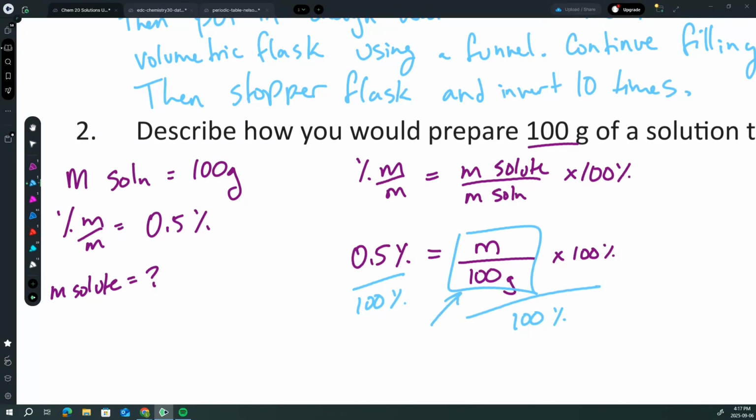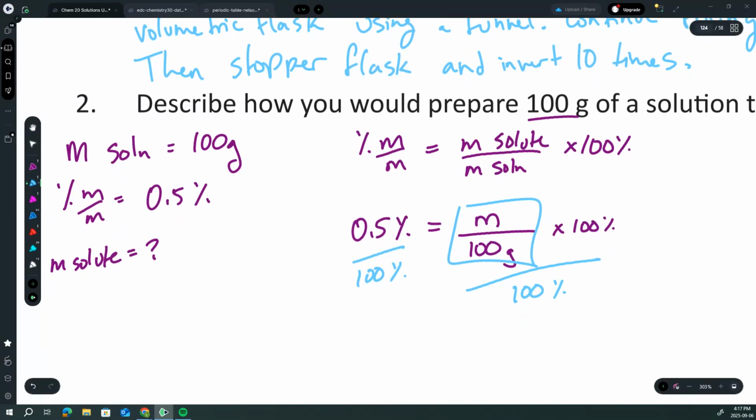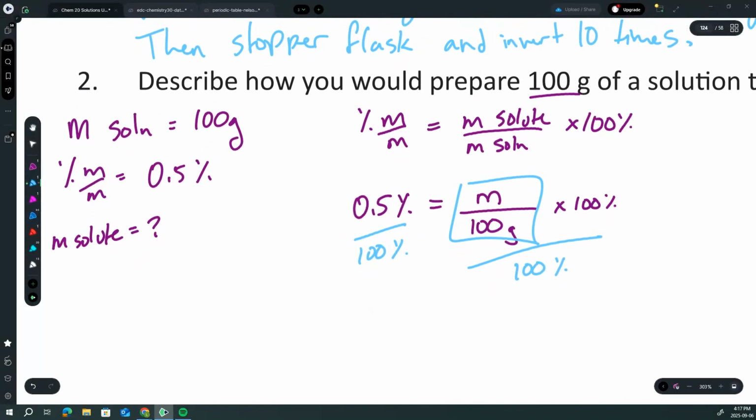If you're wondering why I don't just take 100% and divide it by the 100 grams just to isolate the m, I could do that, absolutely. However, I'm trying to give you some more general steps that will help you out when you don't have nice numbers like this given to you in your question.